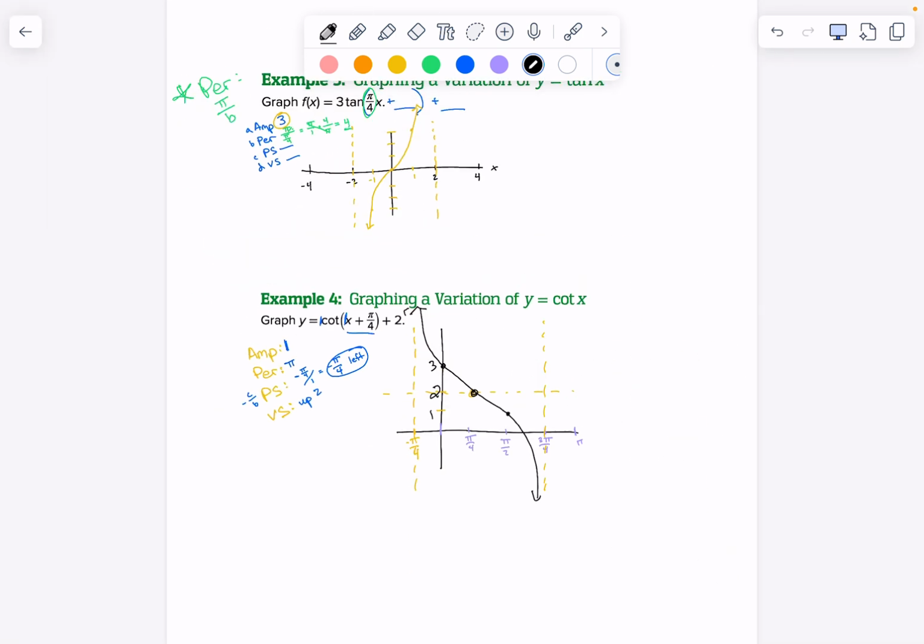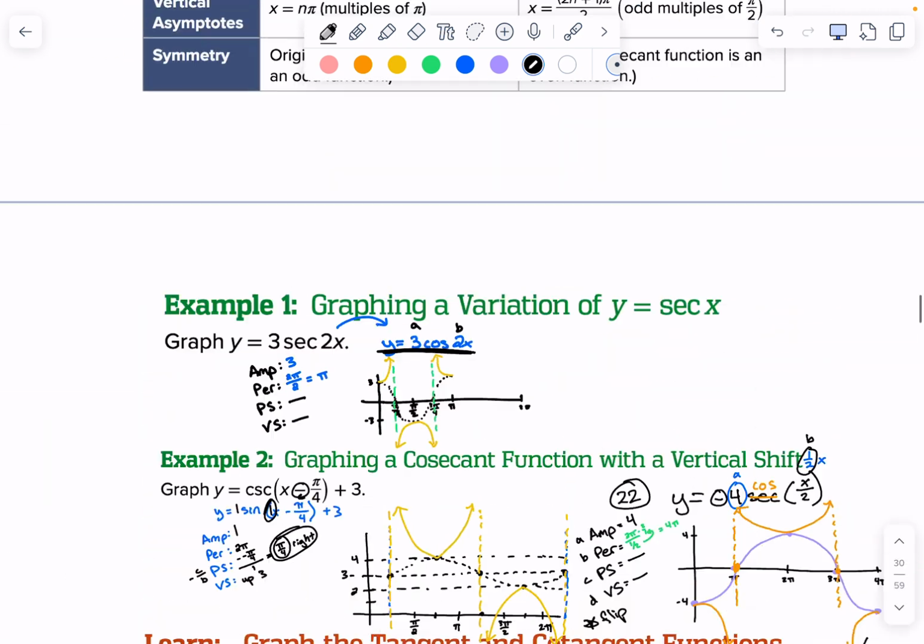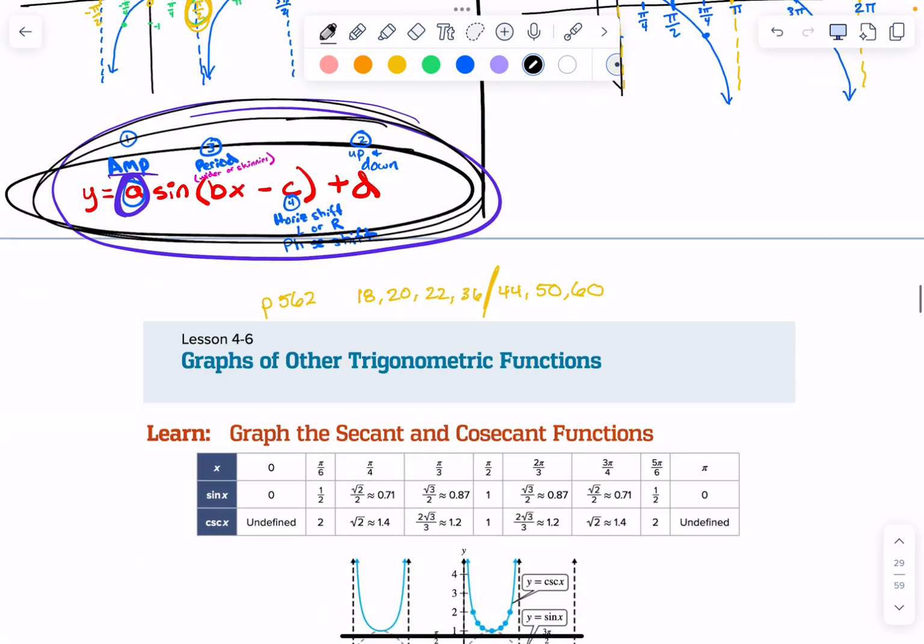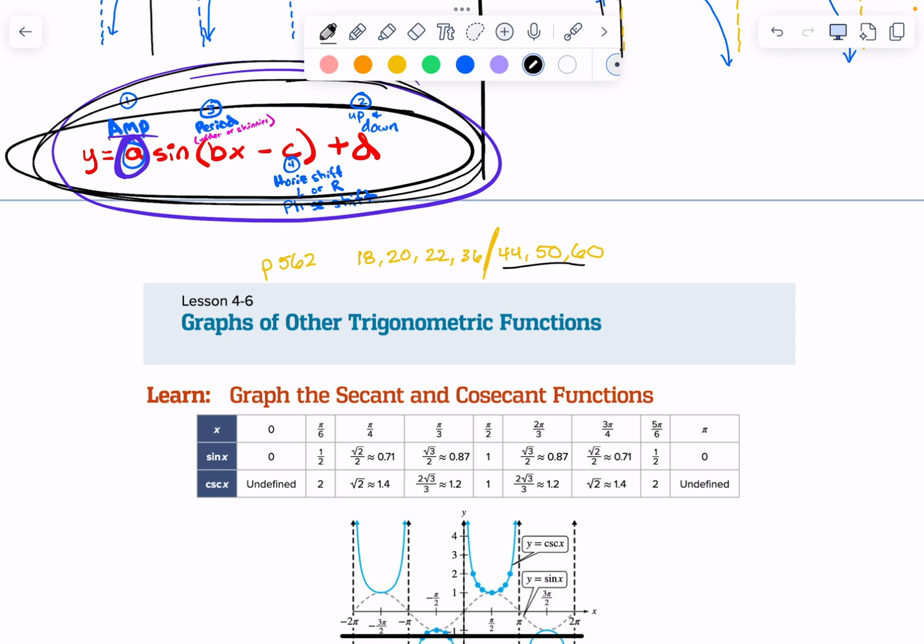So, Chloe, I will record whiteboards tomorrow. Just so you know, we won't be doing any more notes. So these are the homework problems to add. That's tangent, cotangent. We've already done 22 and 36 for you, so you only have like 5 homework problems.